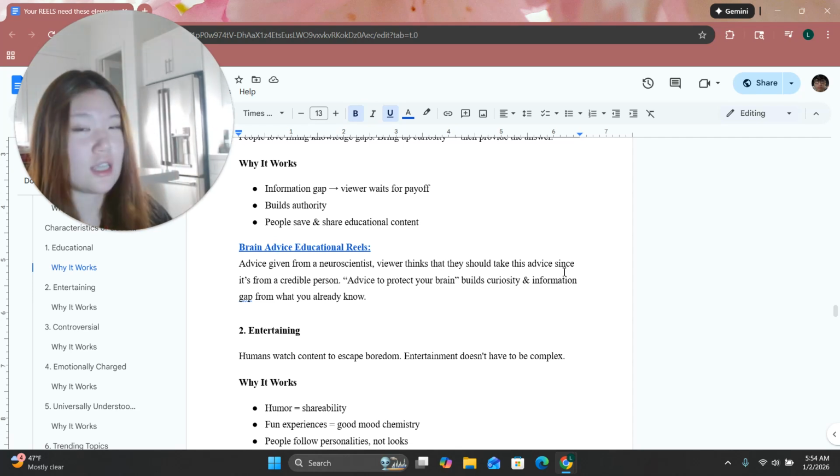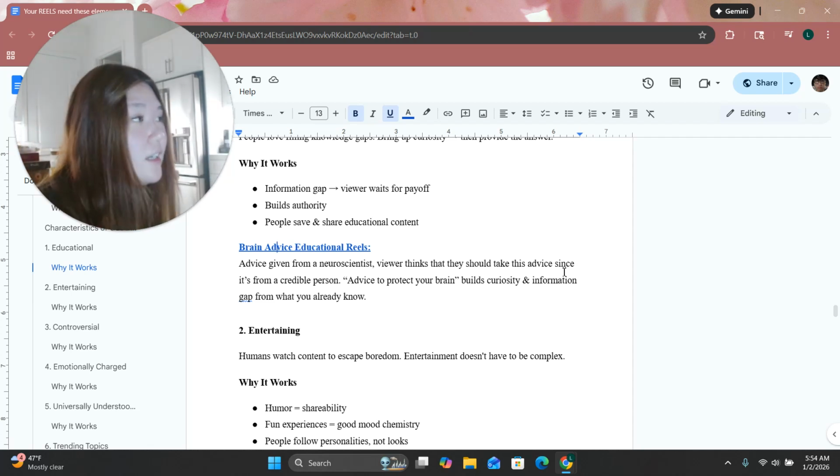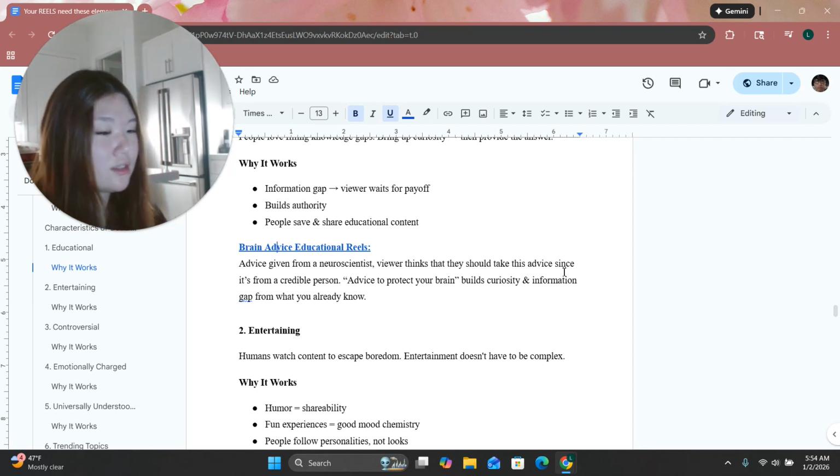But since she is a neuroscientist, she kind of hooks you onto like, why not? And explains why right there and then. It builds up curiosity for you, and the informational gap is going to make you want to stay.